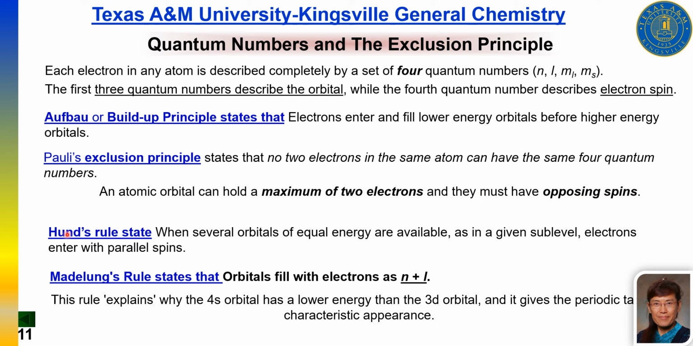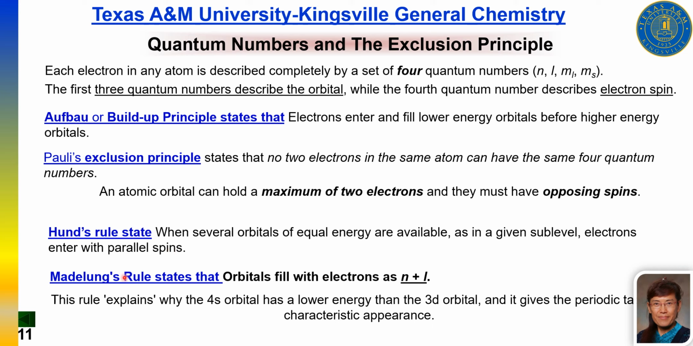The third rule is called Hund's rule. Hund's rule states when several orbitals of equal energy are available, as in a given subshell, electrons enter with parallel spin. For example, you have px, let's say 2px, 2py, 2pz. If you have 3 electrons, you put the electrons into different orbitals, and then they spin in the same way.